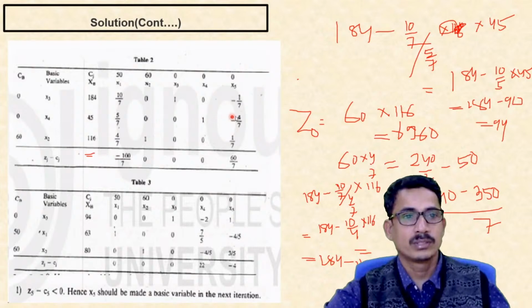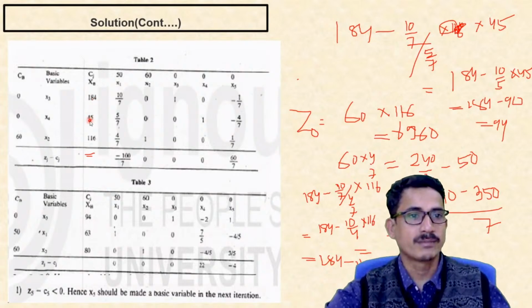This is out. So this is in. So this is the key element. You want to find this value. So this minus this by this into 45 will be getting 94. Or else 184 minus 45 by this into this will be getting 94. Or else this into this minus this into this divided by 5 by 7 will be getting the same value, 94.